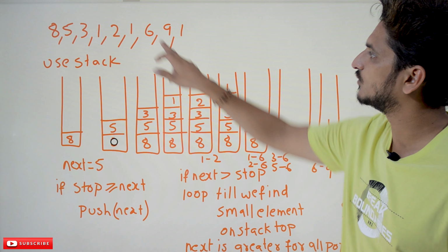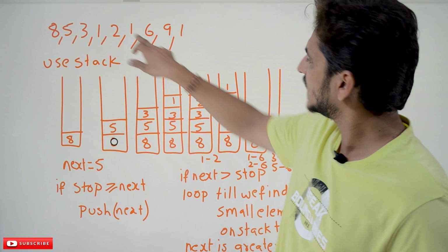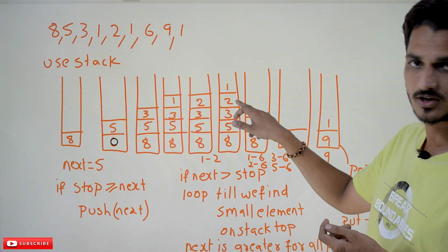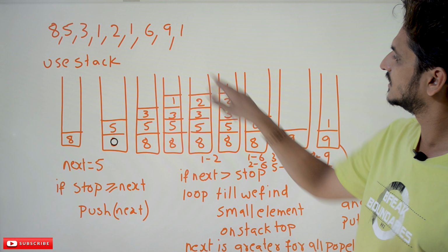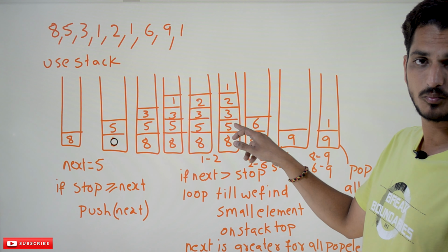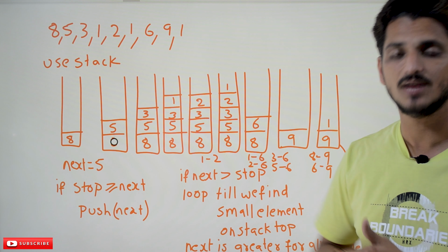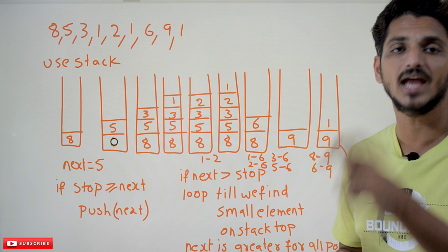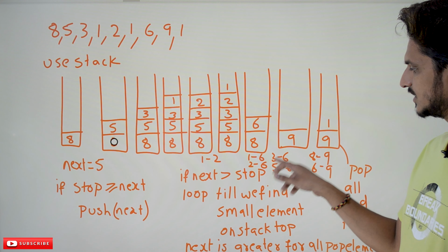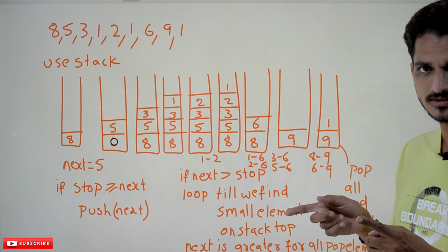Now you are going to understand, what is the next element? 6. Is 6 greater than the stack top? 1. So pop out. 6 greater than the stack top 2? Pop out. 6 greater than 3? Pop out. 6 greater than the stack top 5? Pop out. For all these elements, what is the next greater element? 6 is the next greater element. So for 1, what is the next? 6. What is for 2? 6. 3, 6. 5, 6. For 5, the greater element is 6.